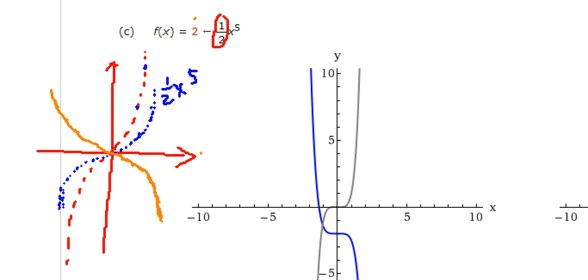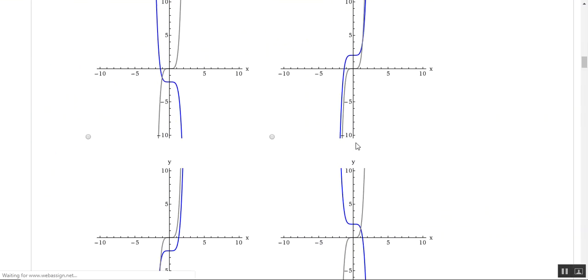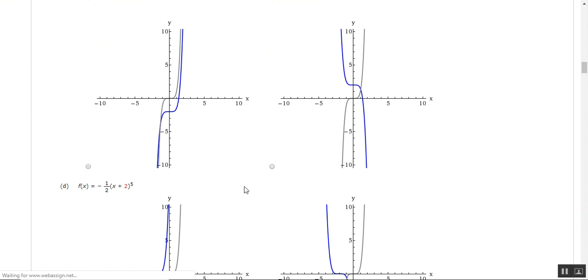And then at the end, you're going to say, hey, there's another 2 here. You can think of this as negative 1/2 of x to the fifth plus 2. So eventually you're going to shift this orange one up 2 units, something like that. So that's what I would pick. Okay, so I'm going to let you pick.